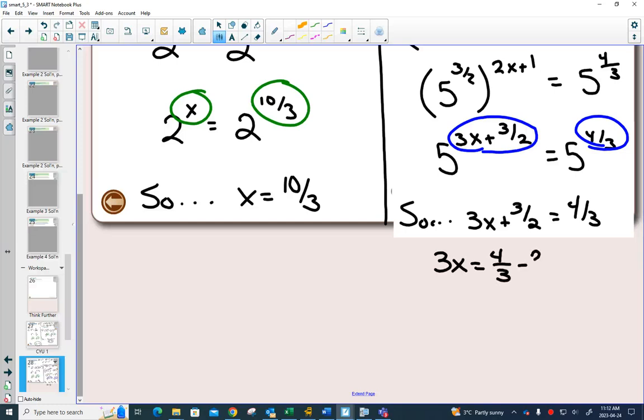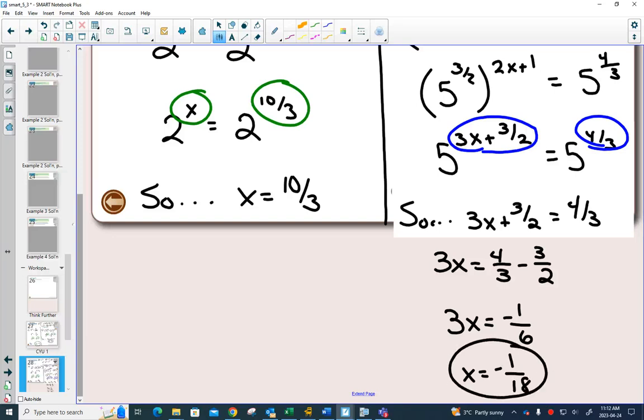If I move the 3/2 over to the other side, how do you subtract fractions? You need a common denominator. This will be 8/6 minus 9/6. Gives me -1/6. Divide both sides by 3, which is the same as multiplying by 1/3. And we get x is equal to -1/18.